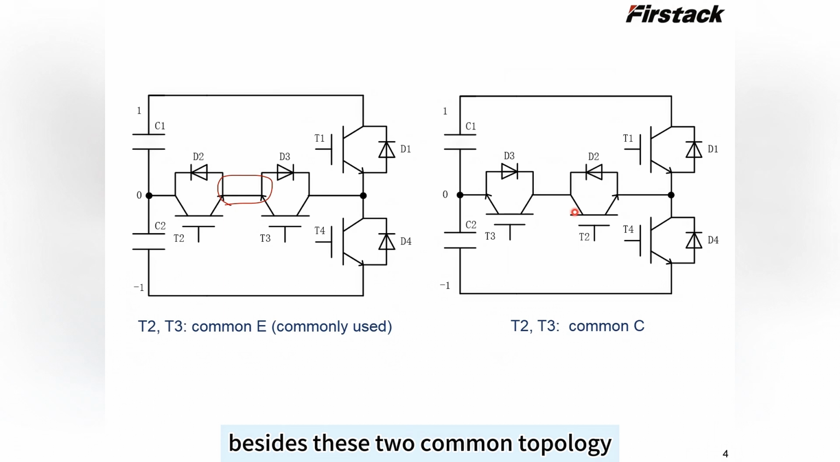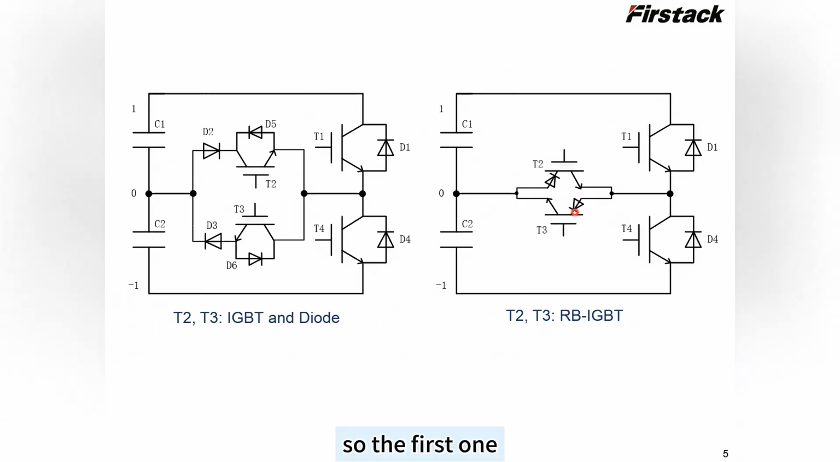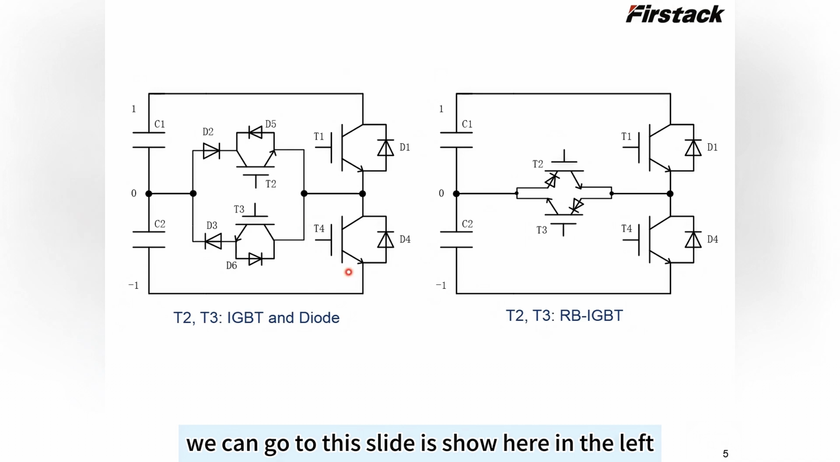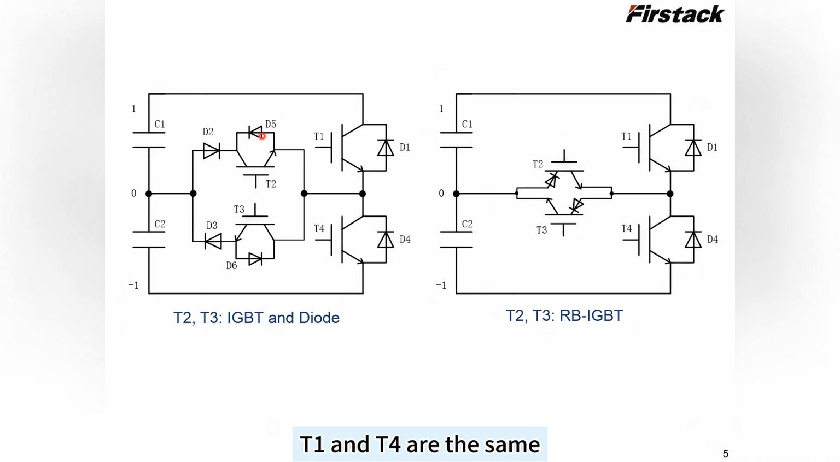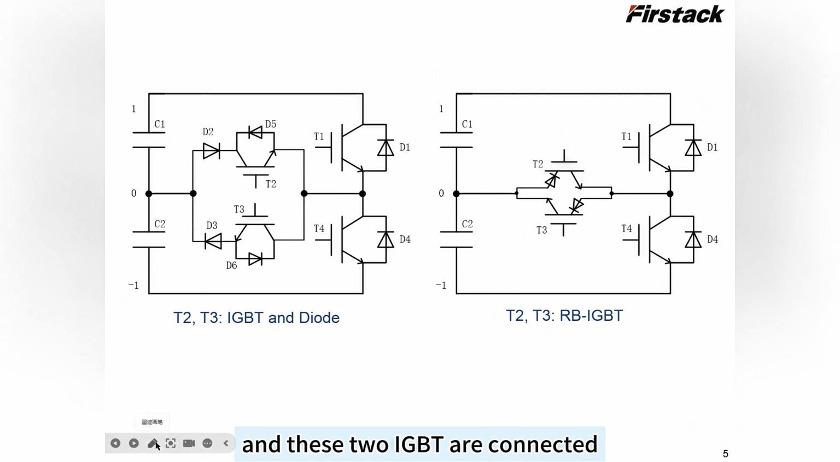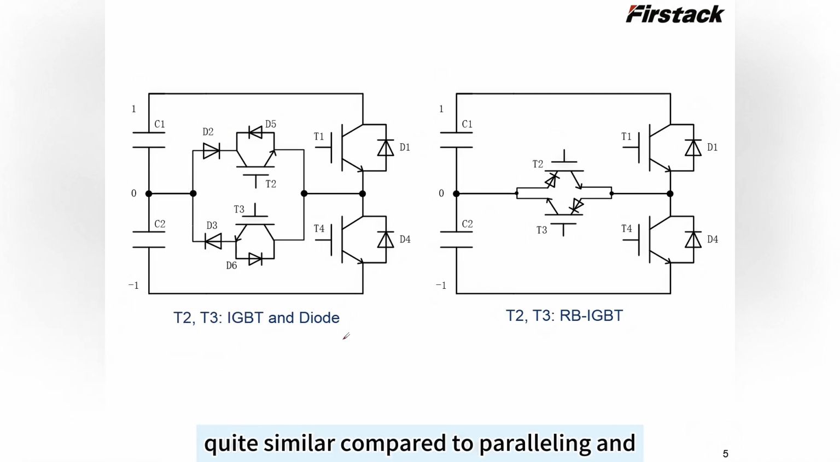Besides these two common topologies, there are another two derived topologies. The first one is shown here on the left. T1 and T4 are the same. The difference is that two diodes are used here as a block of the power, and these two IGBTs are connected quite similarly to paralleling.